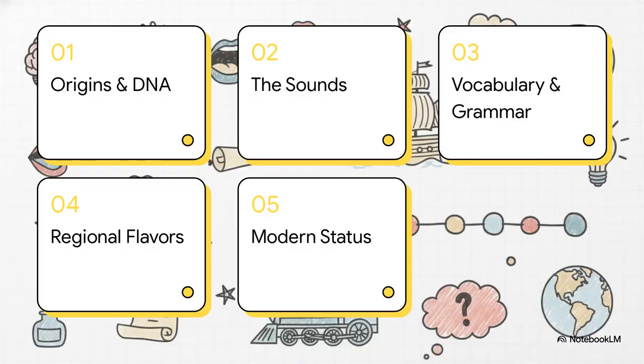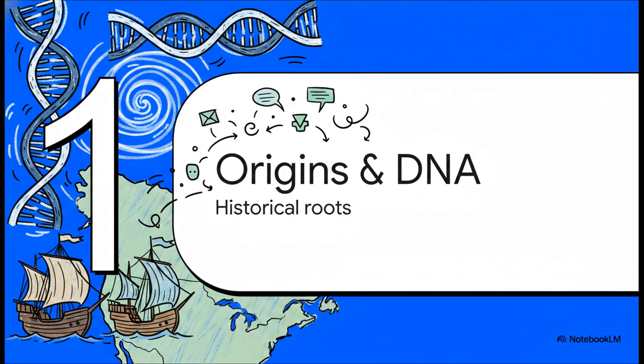Here is our roadmap for dissecting the anatomy of American English. We'll kick things off with origins and DNA. Then we'll check out the sounds, examine vocabulary and grammar, explore some regional flavors, and finally wrap up with its modern status. All right, jumping into Section 1, Origins and DNA.